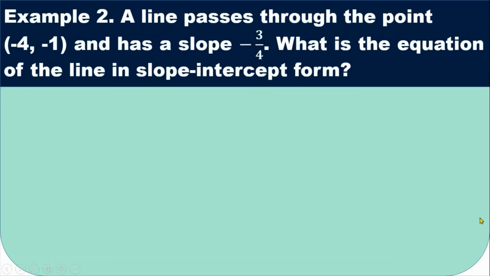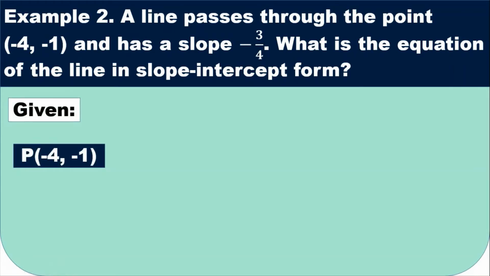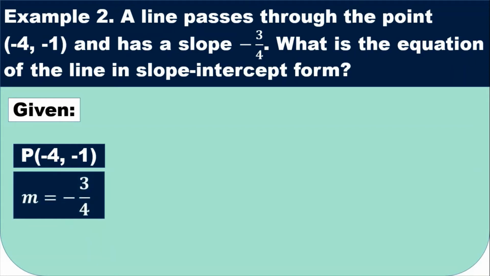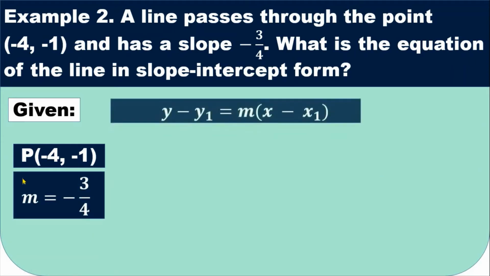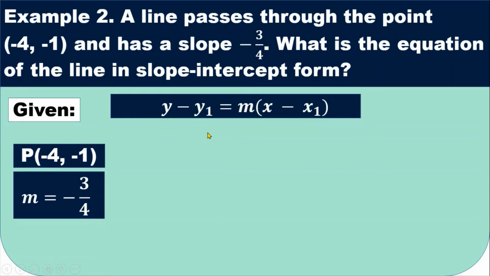Let's have another example. A line passes through the point (-4, -1) and has a slope of -3/4. What is the equation of the line in slope-intercept form? We were given a point with coordinates (-4, -1) and the slope -3/4. Using the point-slope form of a line, y minus y sub 1 is equal to m times the quantity of x minus x sub 1, with the coordinates of point P as x sub 1 and y sub 1, we will just simply substitute these values to this equation.